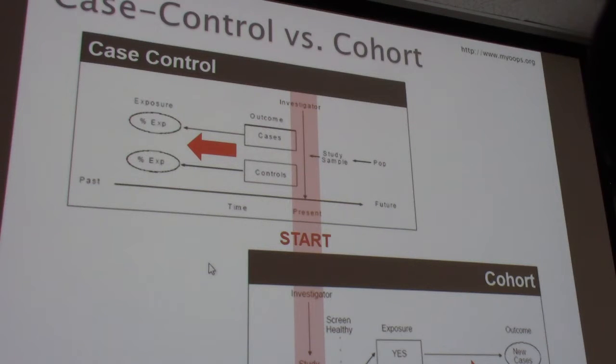So comparing the case control to a cohort, if you think of it this way, we're starting in the present. In a case control study, we define our cases and controls and we look backwards at their exposures. In a cohort study, we start from the exposure and then go forward to define the cases.